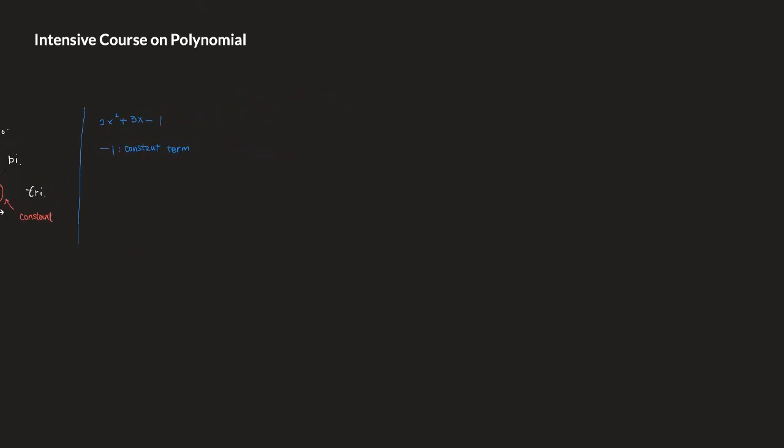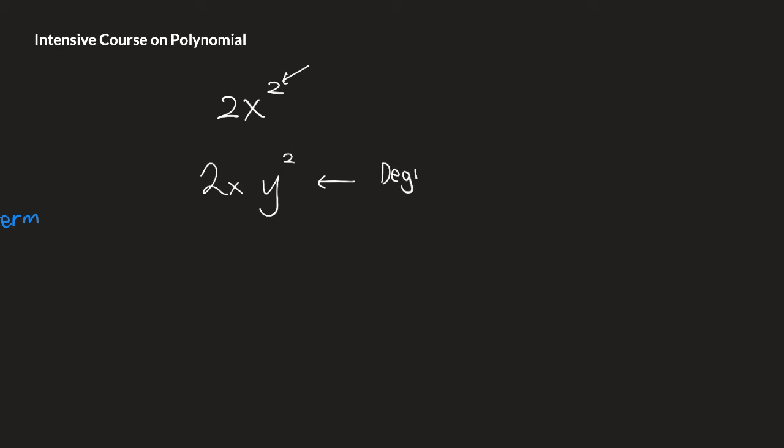And then if you're going to talk about the degree of a polynomial, you should know that for a monomial, you already have the degree. The degree will be the index here. So if you have more than one variable, then you have to add them all together. So for this one, the degree will be equal to 1 plus 2. So that is 3.